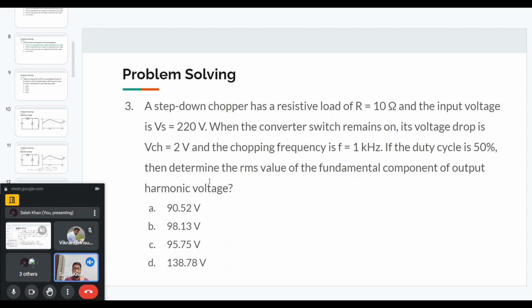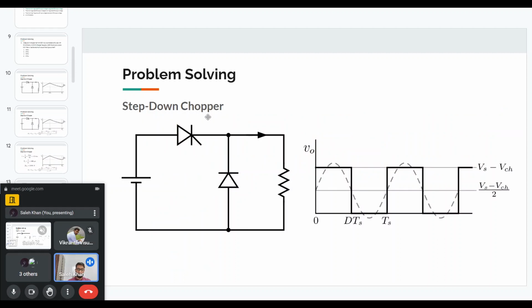The input voltage is given and the voltage drop of the switch is given, and the frequency is 1 kilohertz. The duty cycle is 50%. We are asked to determine the RMS value of the fundamental component of the output harmonic voltage. The question is a bit complicated in what it is asking, so let's see the circuit. It is the same circuit as previous, but instead of RL load, we have only an R resistance load, so we don't have any inductance.